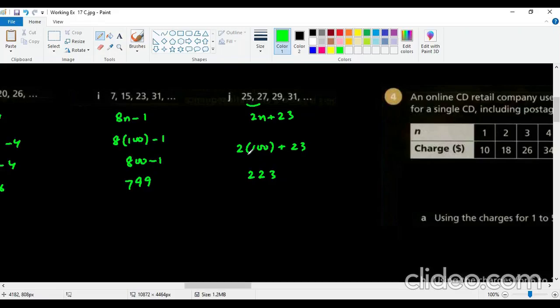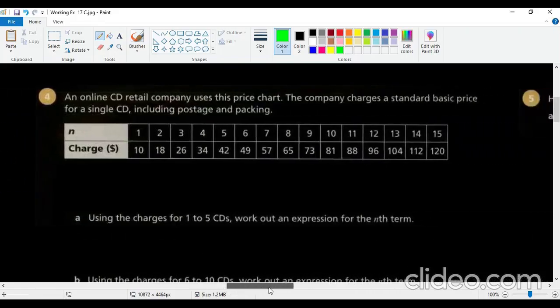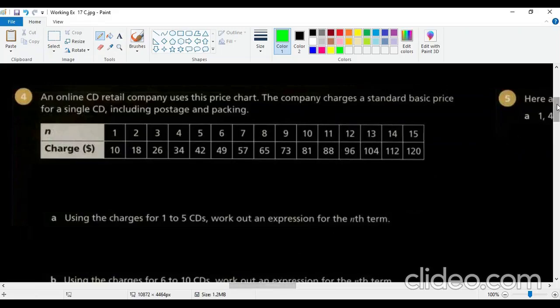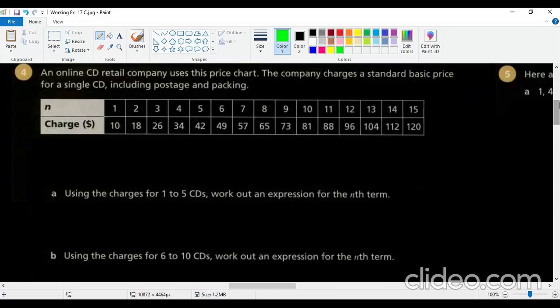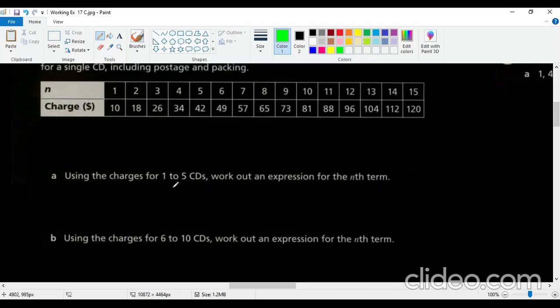Now moving on to question number 4. In here it says an online CD rental company uses this price chart. The company charges a standard basic price of a single CD including postage and packaging. So this table is given in front of you. Now in here, as you can see, use the charge 1 to 5 series, work out an expression for the nth term. As you can see, from here to here is different.